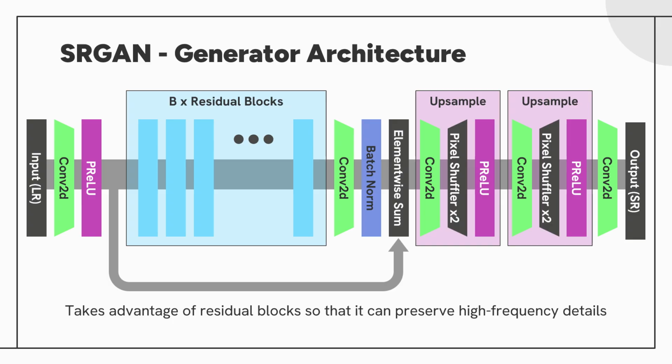The generator architecture employs residual blocks to preserve high-frequency details, followed by the pixel shuffler layers for efficient upsampling. This design enables the network to maintain important textural information throughout the reconstruction process.